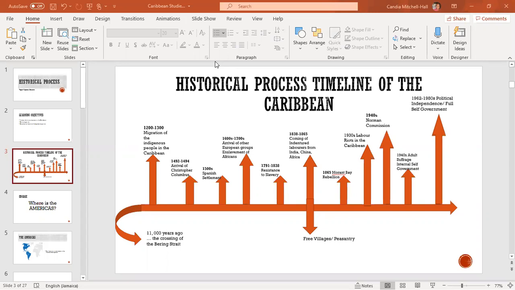And after the Spanish settled, other people are going to hear about the wealth that the Spanish are gaining from this newfound land in the Americas. And so other European groups are coming after. You're going to have the English, the French, the Dutch, all these other groups coming in, and they are going to try to conquer areas.